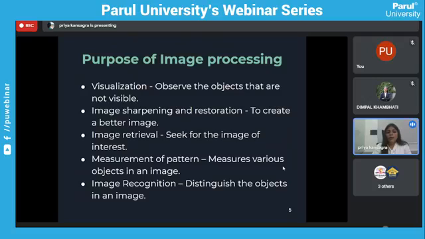Okay, image recognition: distinguish the objects in an image. We have a lot of images and a lot of objects, but we are discussing recognition. We should know how to recognize which object is there. By pixel, by segments, by patterns, we can recognize it.